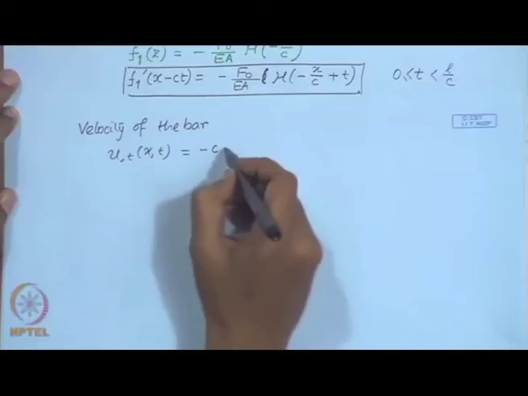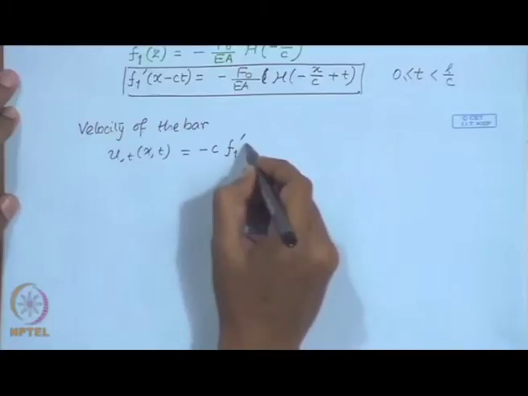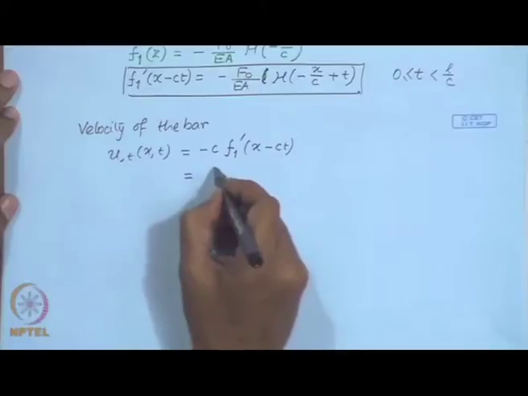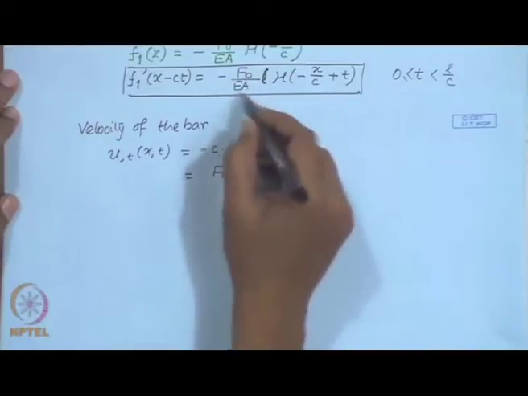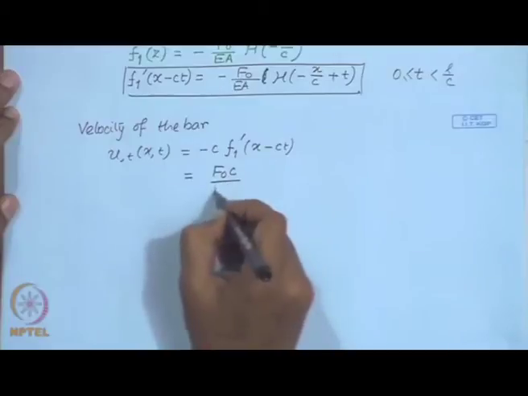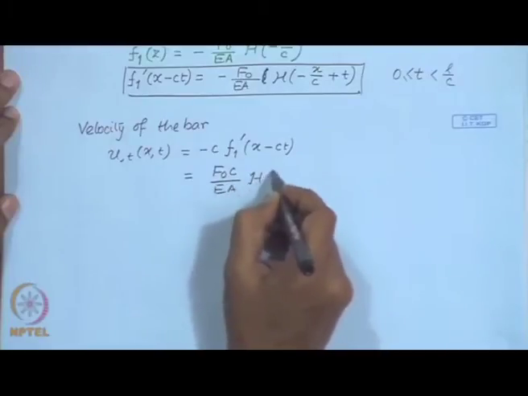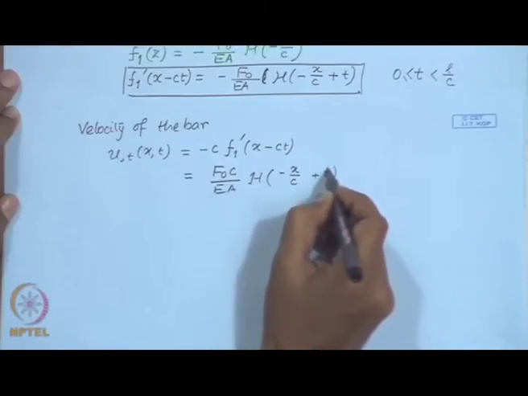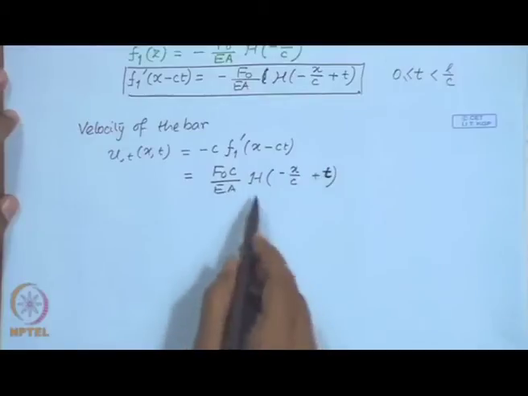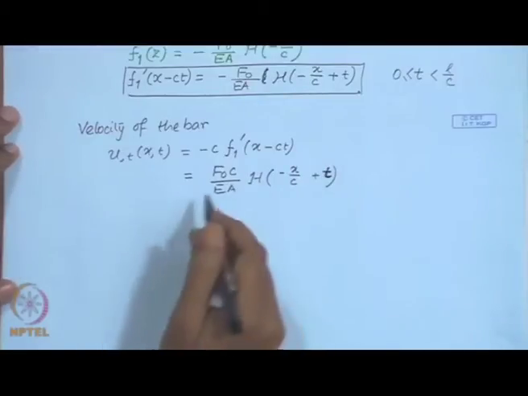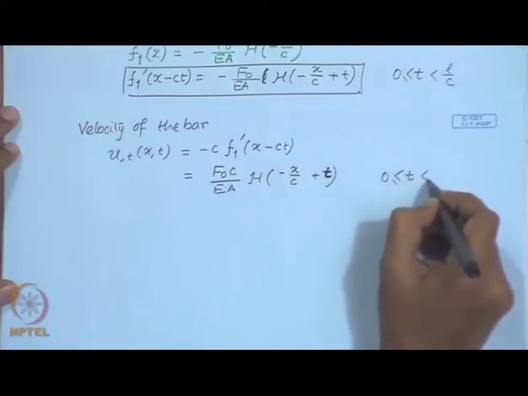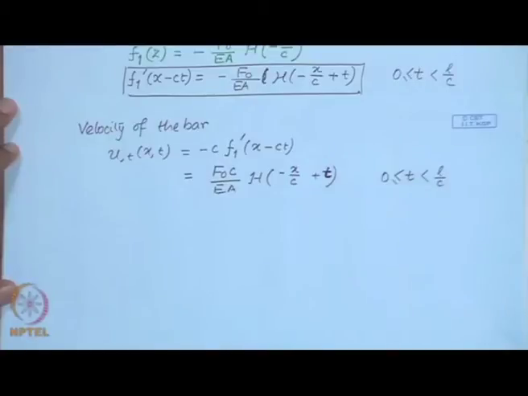So, if you consider the solution form that we have, then the velocity of the bar is given by, and therefore, this becomes, by substituting this expression here, so this is a positive travelling wave, and so this is of course between 0 to L over C.